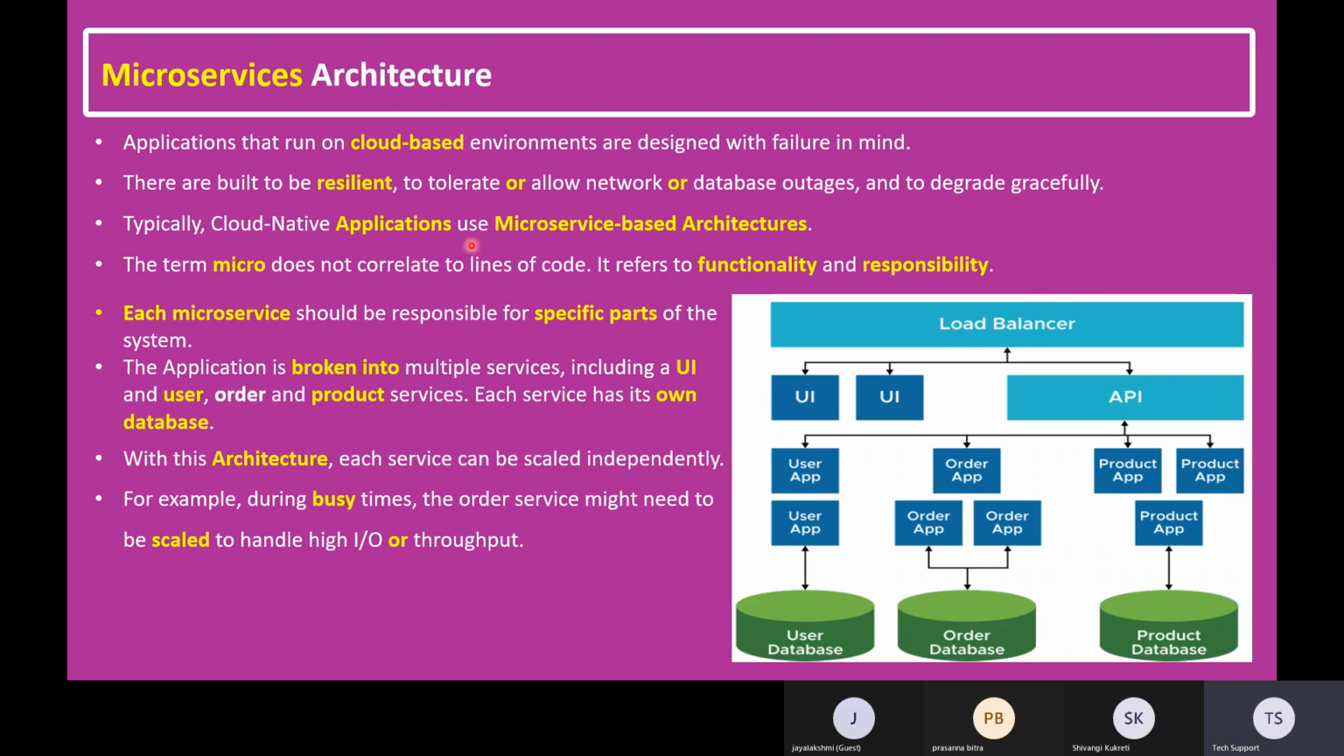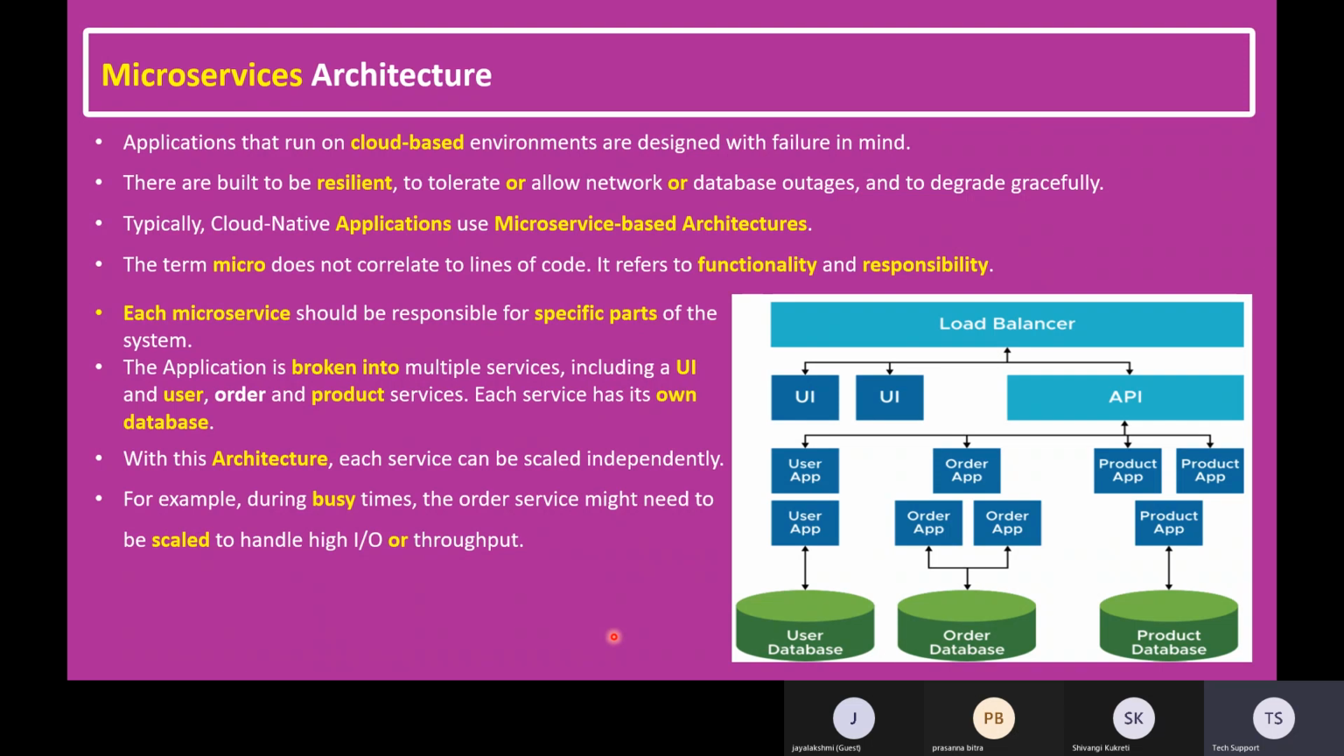Typically, cloud native applications use microservice-based architectures only. The term micro doesn't correlate to lines of code. It refers to the functionality and responsibility. Each microservice should be responsible for specific parts of the system, so they break it into multiple parts. The application is broken into multiple services, including a UI, user, order and product, as highlighted in the diagram. Each service has its own database. With this architecture, each service can be scaled independently. If you want to increase the user app, you can scale it independently by increasing resources, CPU, memory and disk. For example, during busy times, the order service might need to be scaled to handle high IO or high throughput, input output.